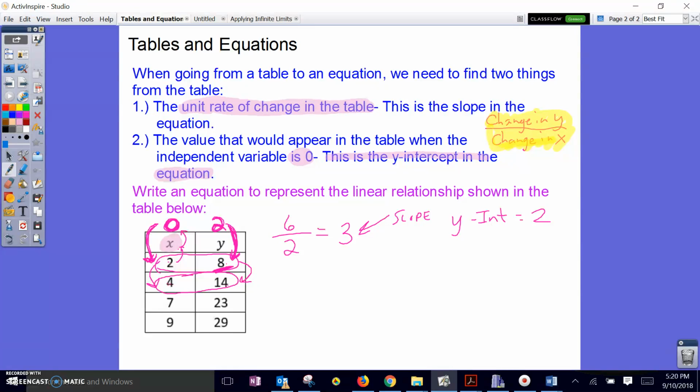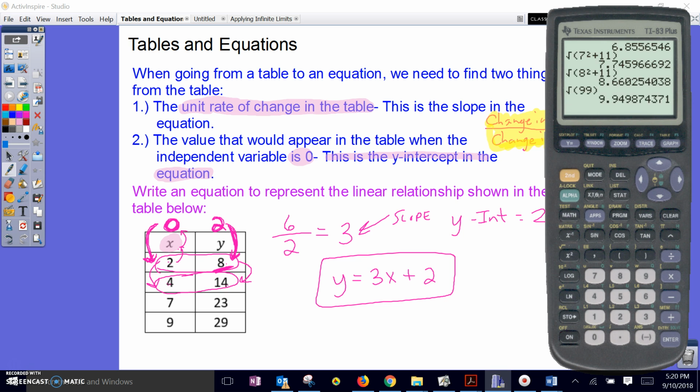Now using y equals mx plus b, we've got y equals 3x plus 2. And that is the equation that represents this table. If I wanted to, I could verify that by taking the x values from the table, substituting them into the equation for x, and seeing if they give me the y value that appears in the table for that particular x value. So, maybe I do that for 7.